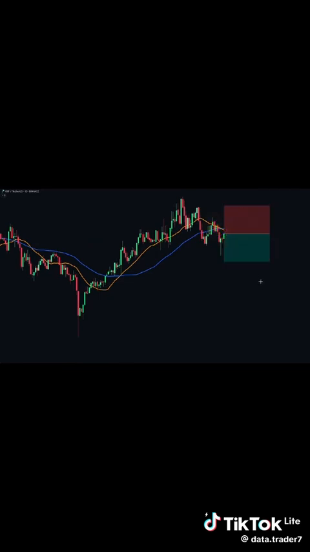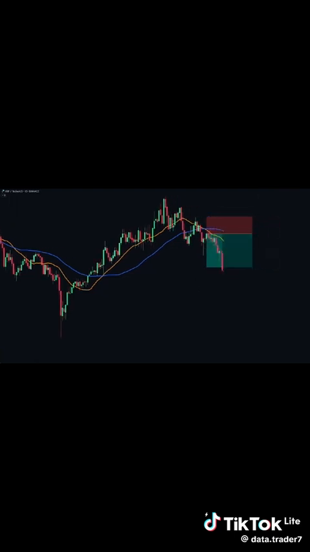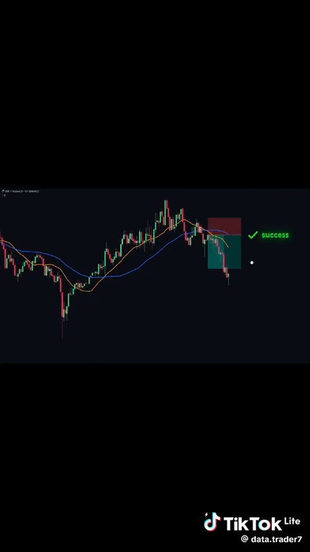For our stop loss, place it at an ideal level. In this case, there's a nearby resistance level that we can use as our stop loss placement. For the take profit target, set it at 2 times the size of our stop loss. And as you can see, price hits the take profit, making this a successful trade.